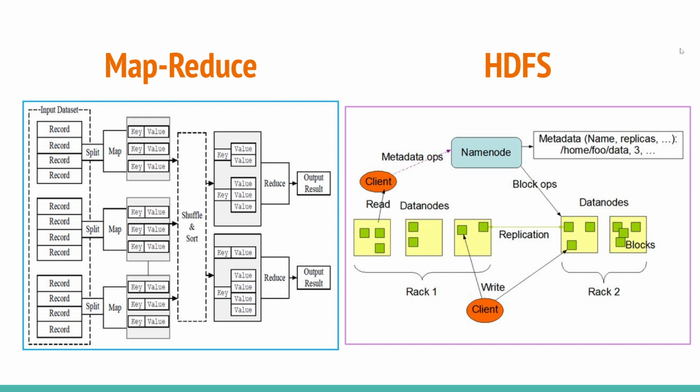Each part of the broken data will be written into the cluster. Now, there is a piece of software running on a separate machine called the name node. The information stored on the name node is called the metadata.